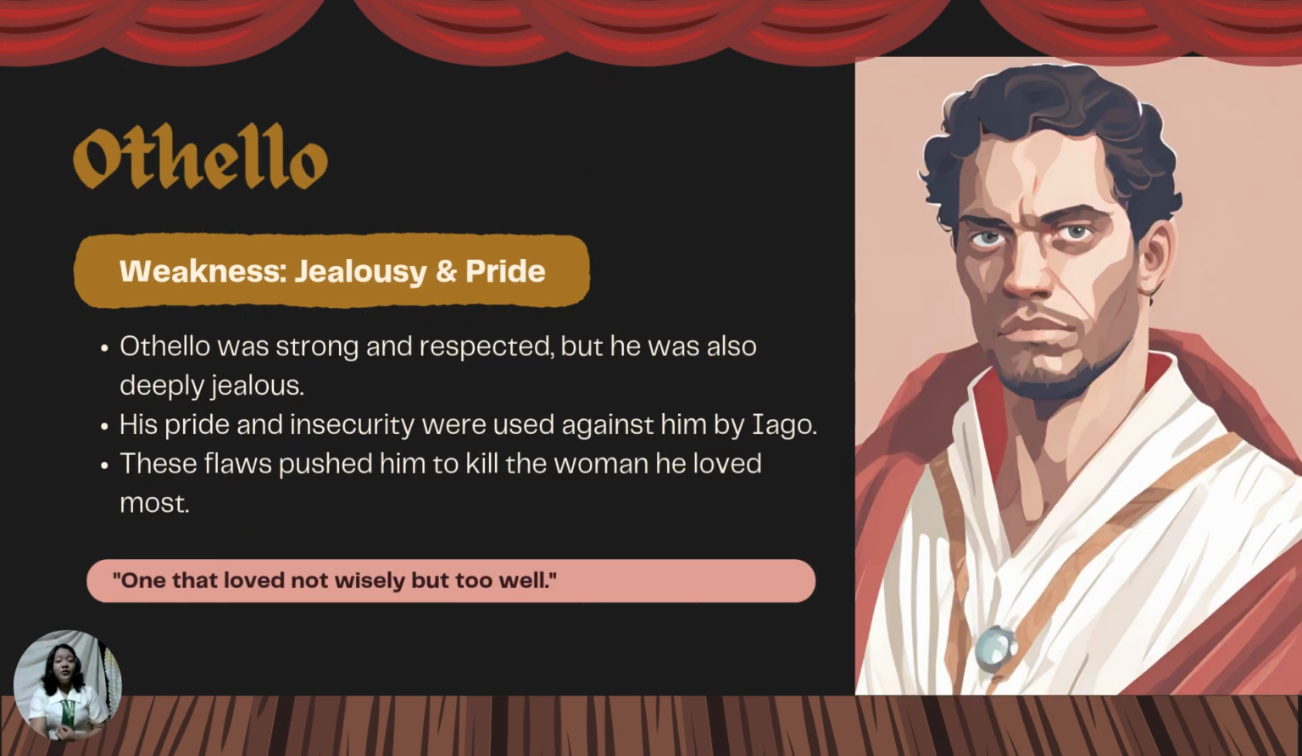On the other hand, we have Othello. Othello was respected as a general, but his heart was easily shaken by jealousy. Iago whispered lies about Desdemona, and Othello trusted those lies more than his wife. His flaw destroyed both love and life, reminding us how dangerous jealousy can be.